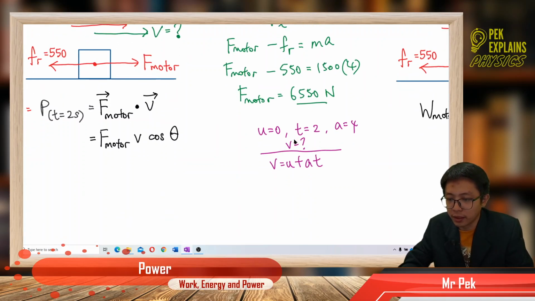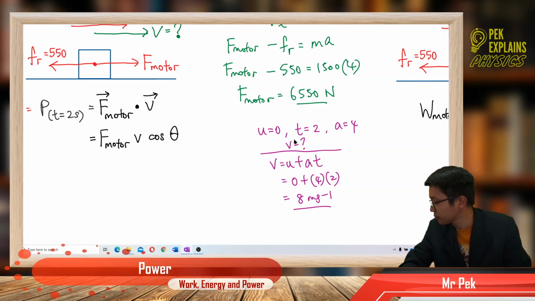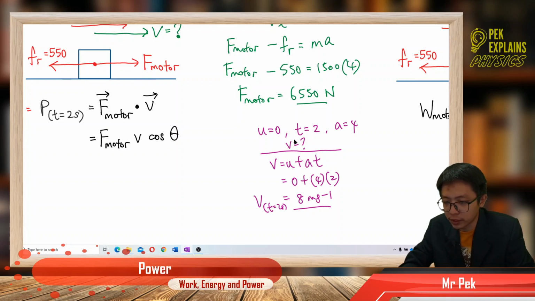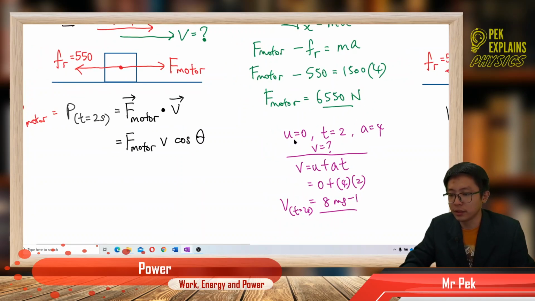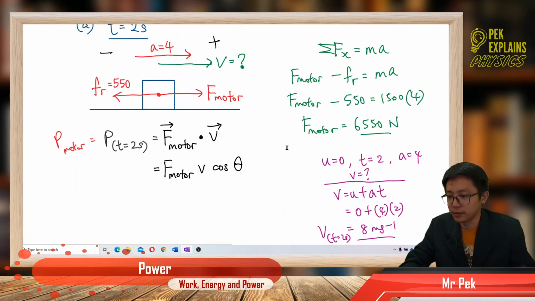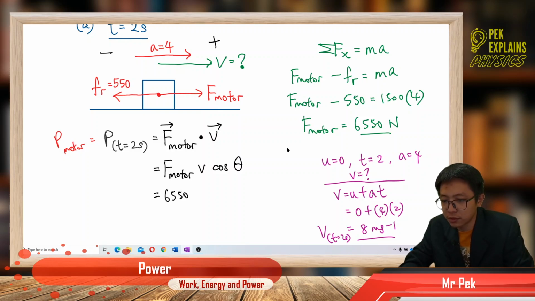U is 0, and then 4, and then time is 2. So we have 8 meters per second for the velocity at 2 seconds. Okay, so we got the force of the motor and also the velocity. So now just substitute inside. Force of the motor is 6550.